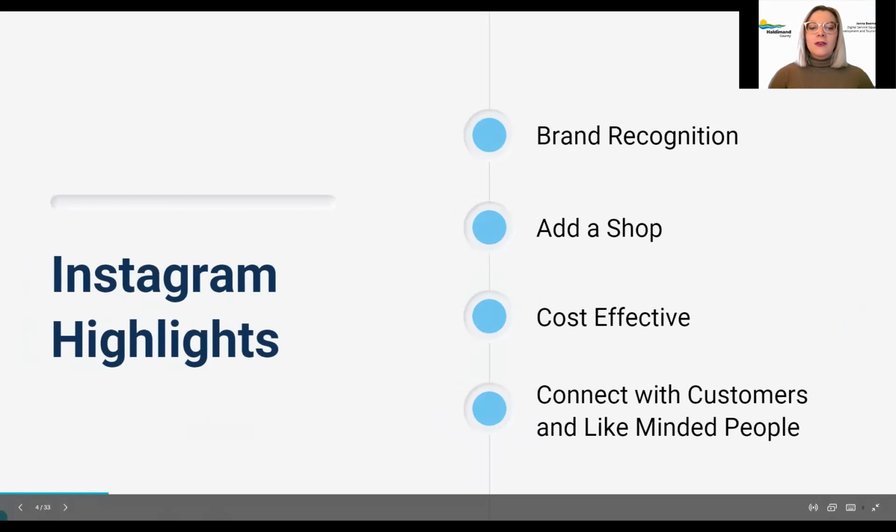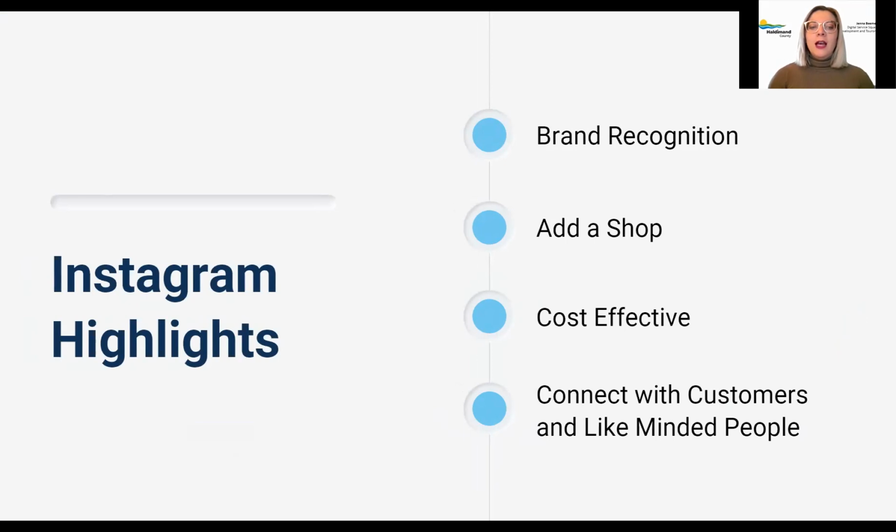Some of the key highlights for Instagram are brand recognition. Allowing you to post often under your own brand allows you to get more noticed by consumers. Instagram also allows you to add an online shop, very similar to the Facebook shop option. Instagram is a free tool to create an account and post. If you do want to purchase ads in the future, that will cost, but it's a free tool everywhere else, so it's very cost effective for small businesses. Finally, Instagram allows you to connect with your customers and other like-minded people, such as businesses in your community or businesses that are similar to yours.